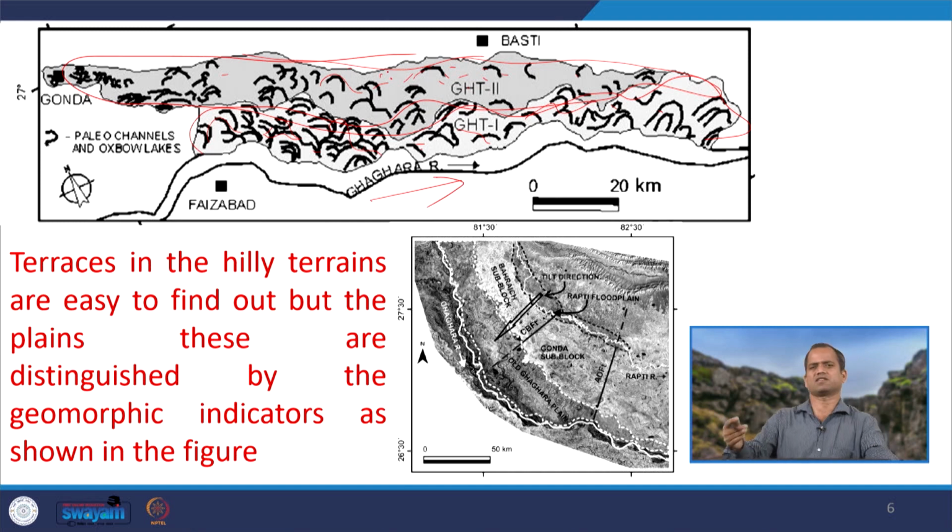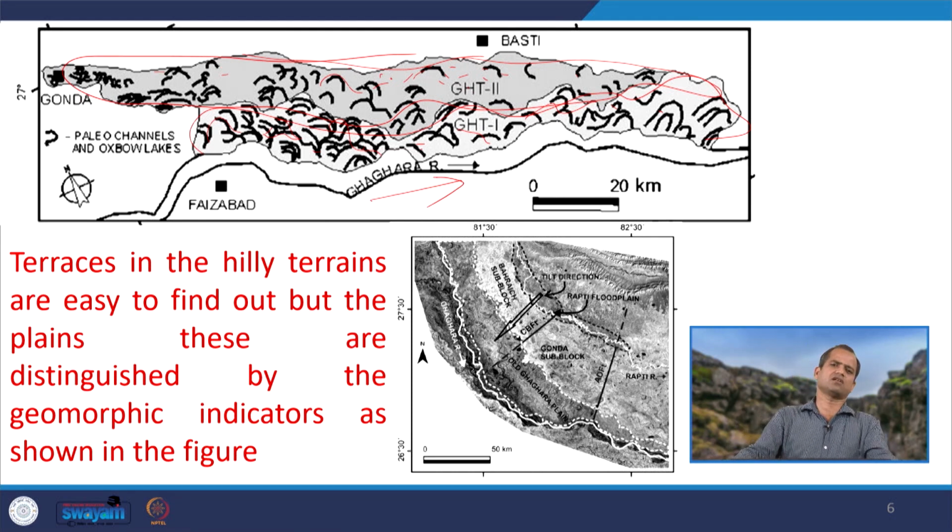So, in the older terraces, the number of paleo channels and number of oxbow lakes will be less, and their prominence will also be less. However, in the younger terrace, the number of paleo channels will be more, and the degree of prominence will also be more. So, in this way, these paleo terraces can be identified.